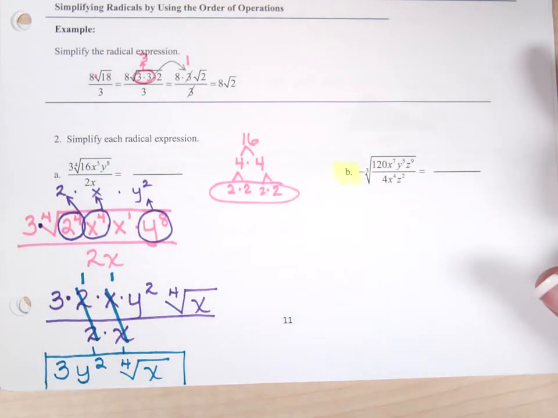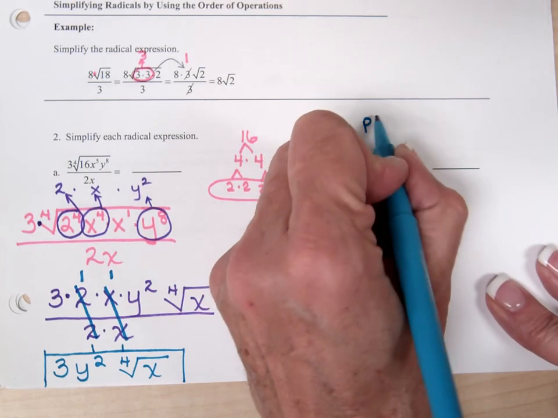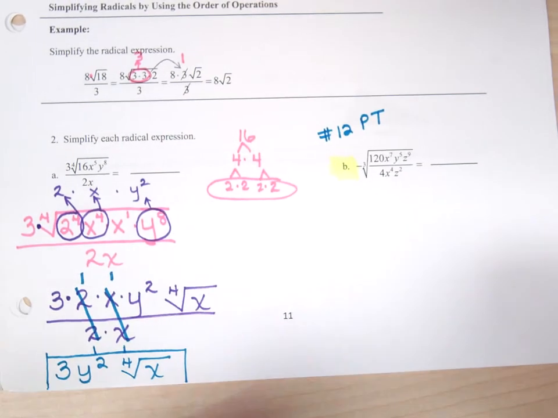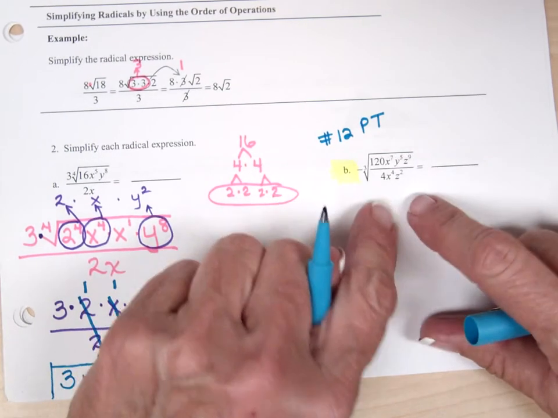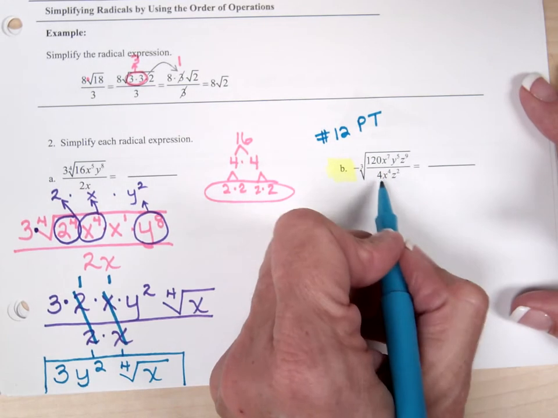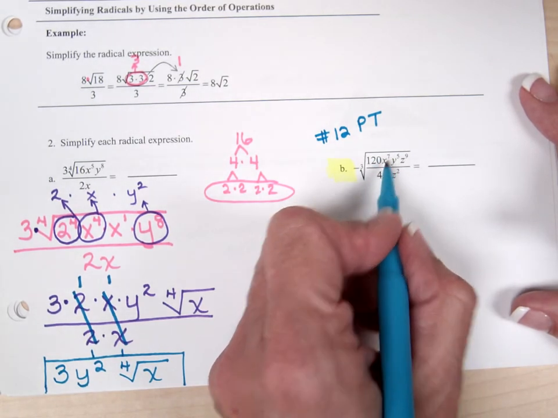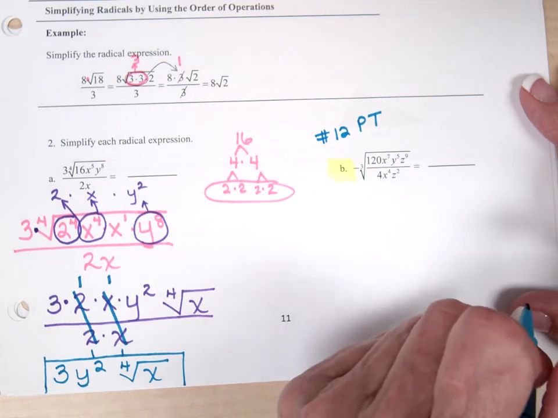I think it's number 12 on your practice test, where it can be simplified first. So always look for that. If it's in parentheses, simplify. If they're both under the radical, simplify. And you see here how 120 and 4 have something in common. X to the 7th and x to the 4th have something in common.